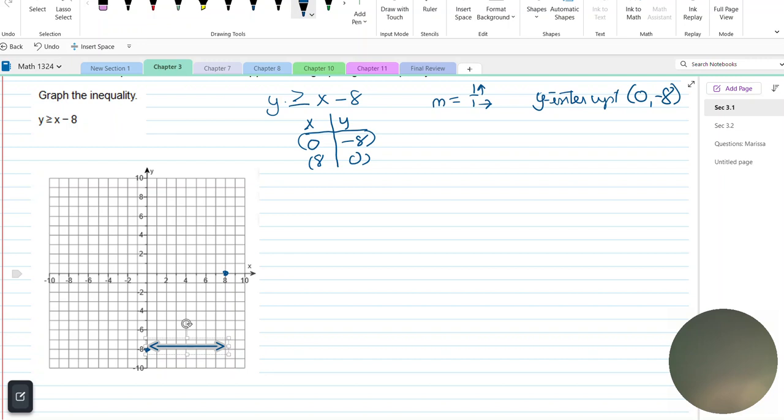Oop, let me delete that. All right, let me do it again. Okay, just a second. Now mine isn't going to be real good. Well, not bad. All right. Oh yeah, that's not bad at all. So here's my line for that inequality. Now we're going to do a test point.